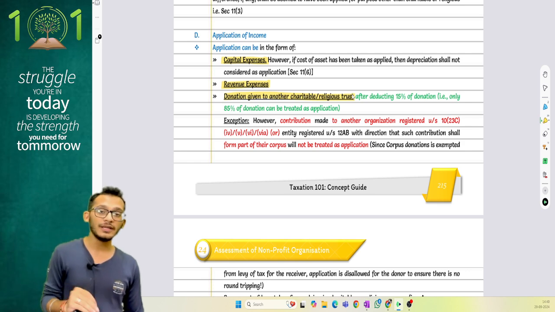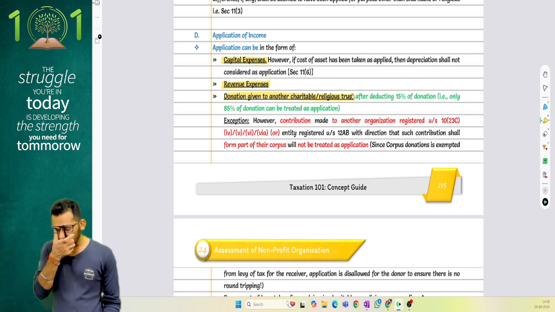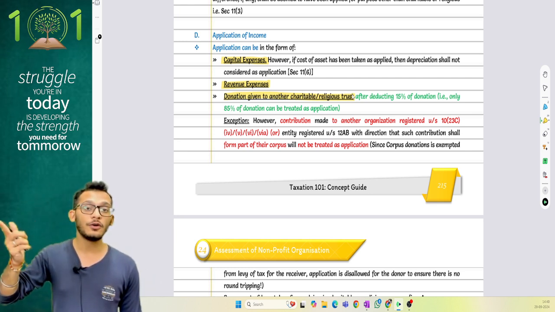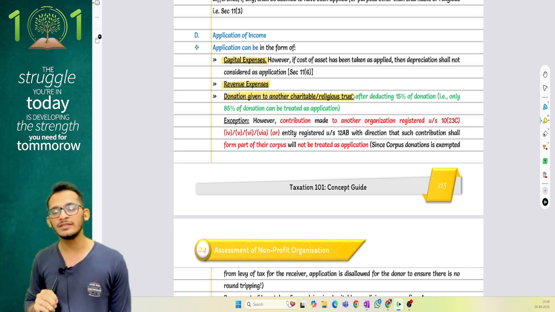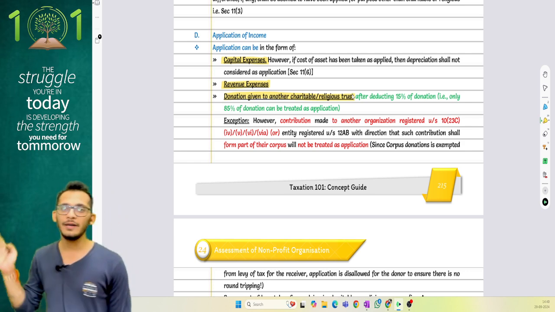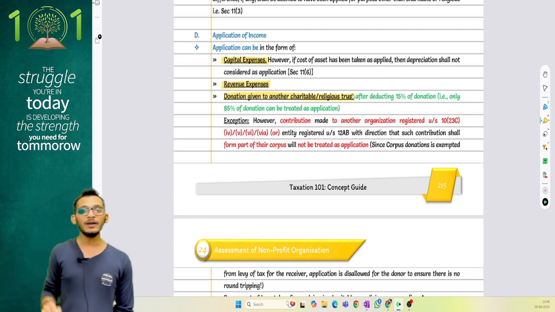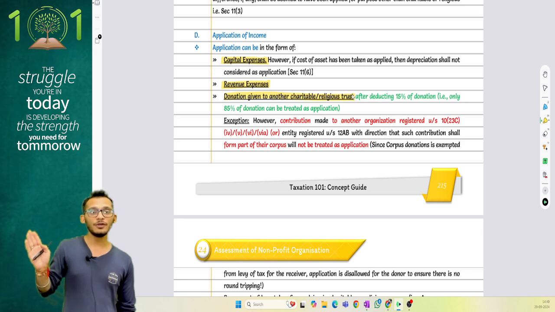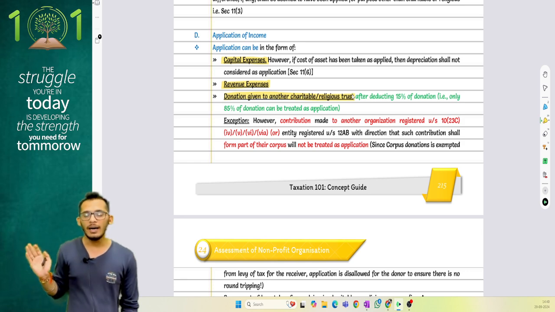When it comes to your donation to another entity, income tax has come and clarified that if you are going to give a donation to another entity for their corpus, it will not be treated as an application. Meaning, if I give a donation to another person, the other person should use it as his regular receipts. If he's going to use it as his corpus, I am not going to allow an application to it.